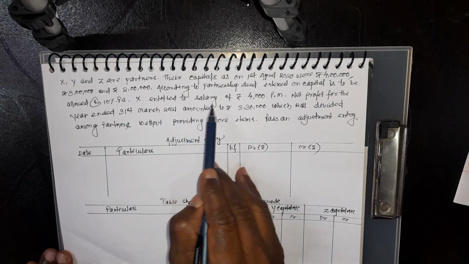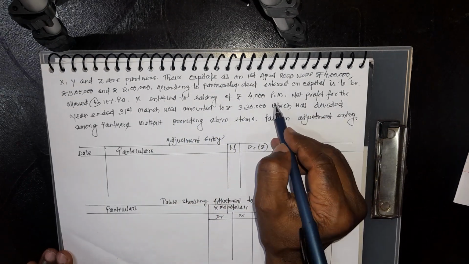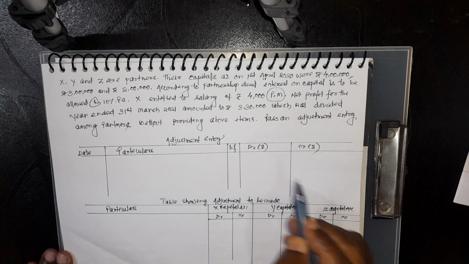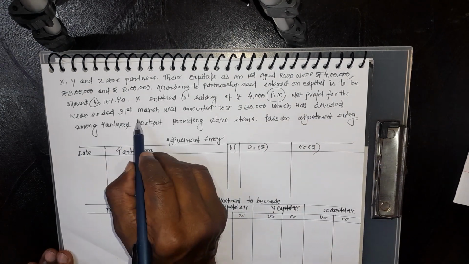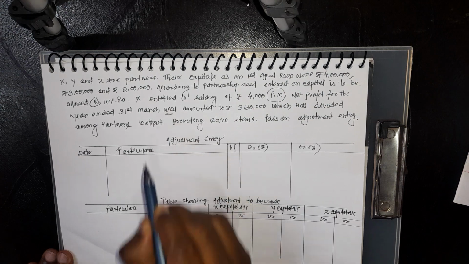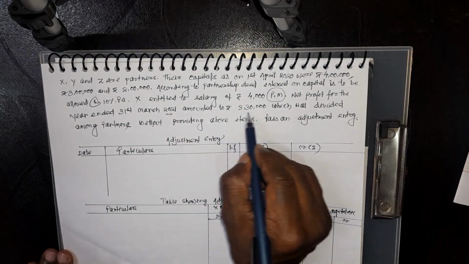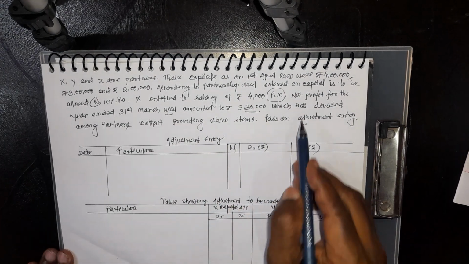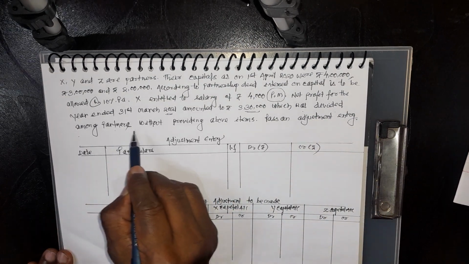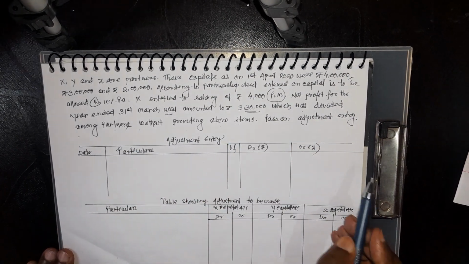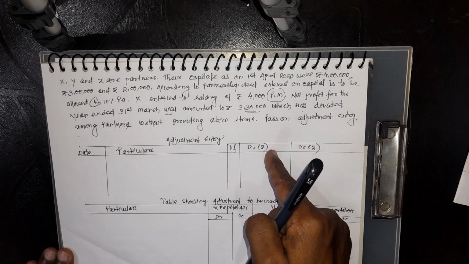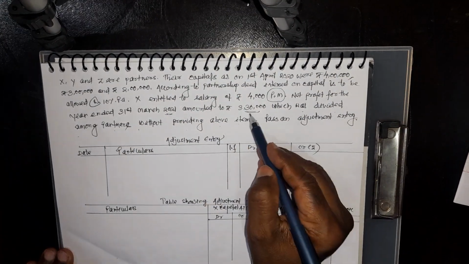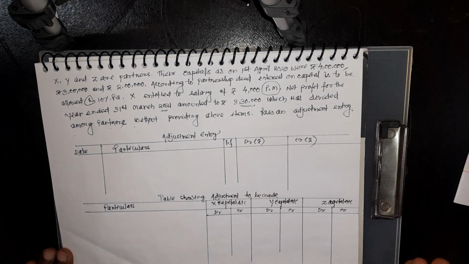X is entitled to a salary of rupees 4,000 per month, so 4,000 every month. Net profit for the year ended 31st March 2021 amounted to rupees 3,30,000, which was divided among the partners without providing the above items. It means that without providing interest on capital and salary, the total profit was divided among the partners.